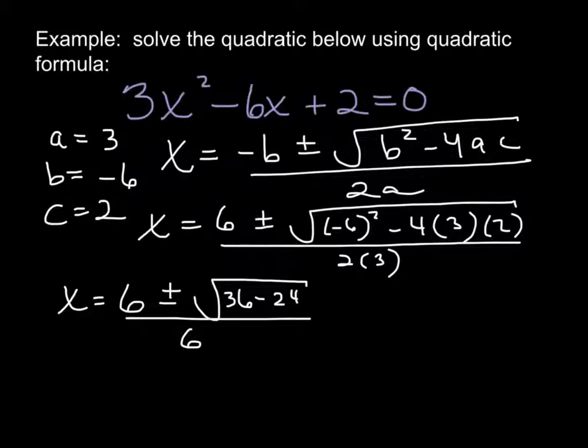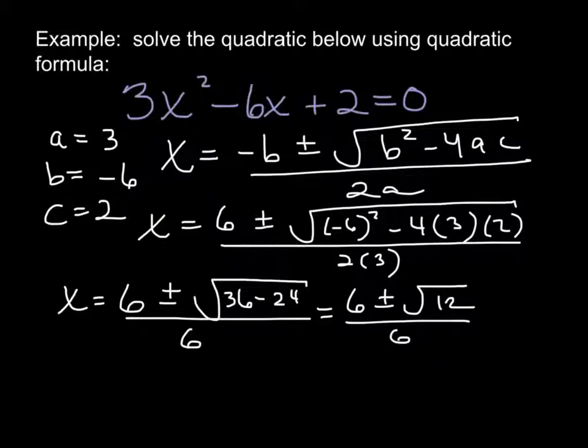Okay, so if the A or C is negative, we end up having a plus 4AC. Not that the formula changes, but if A or C is negative, that ends up being a positive sign. Okay, so let's keep going. We have 6 plus or minus the square root of 12, all over 6.